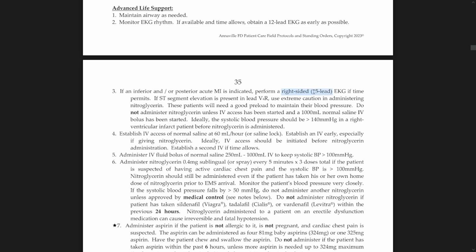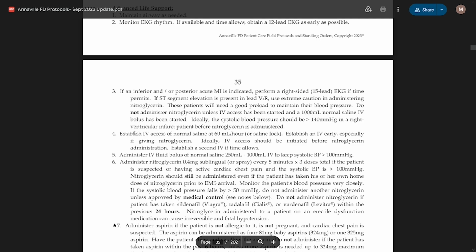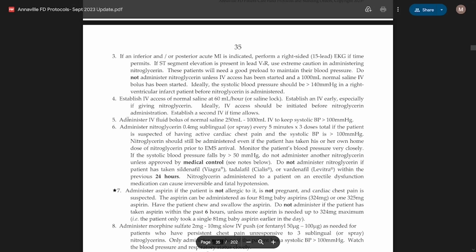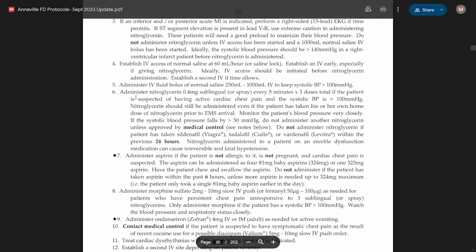But you should always look this up if you're not familiar with it. Now, establishing IV access of normal saline, establishing an IV, especially if giving nitroglycerin, is important. Ideally, IV access should be initiated before you administer that drug. Just get an IV set up, start flowing saline before you start administering nitroglycerin. Administer IV fluid bolus, we already talked about that.